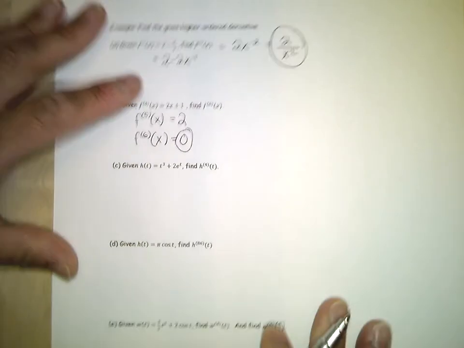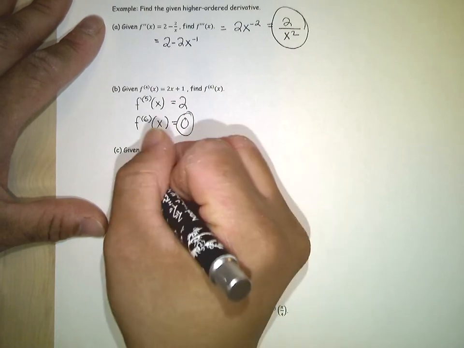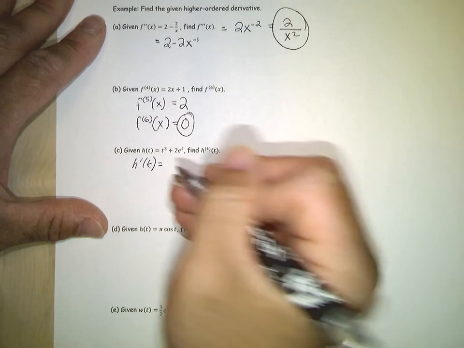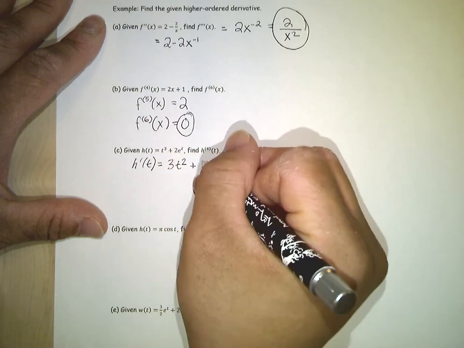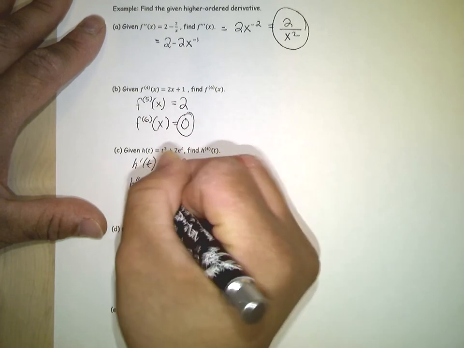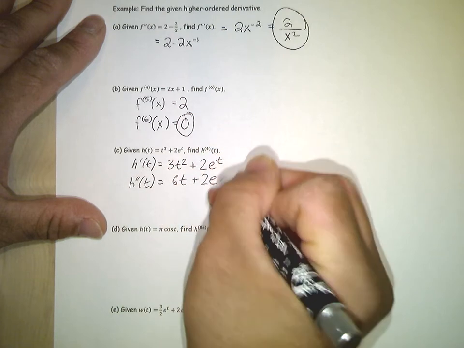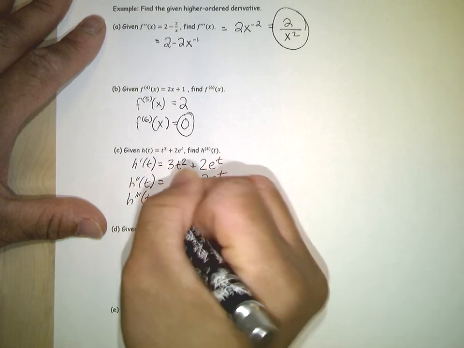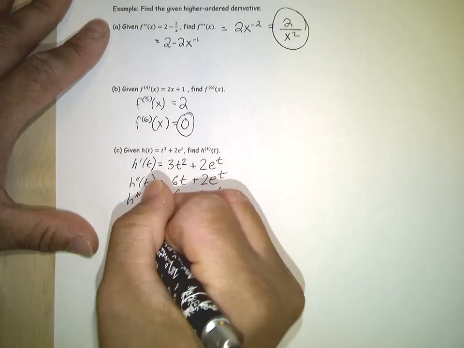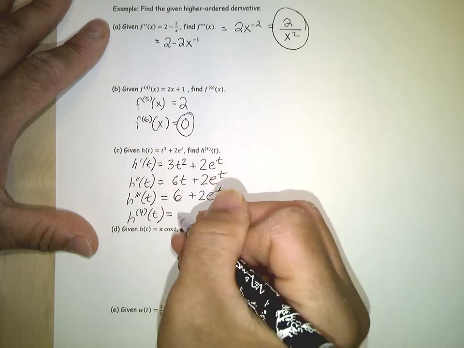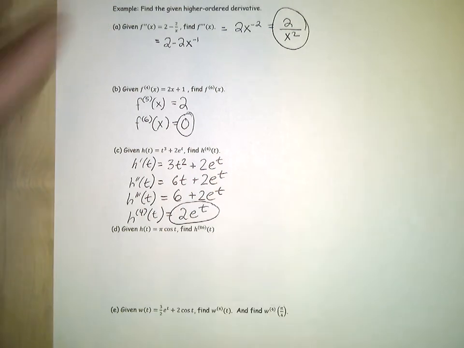All right. Here's another one. Given h of t is t to the third plus 2e to the t, find the fourth derivative. Well, the first derivative is, derivative of t to the third is 3t squared. The derivative of 2e to the t is 2e to the t. The second derivative of 3t squared is 6t. Derivative of 2e to the t is 2e to the t. Third derivative, the derivative of 6t is 6. Derivative of 2e to the t is 2e to the t. Fourth derivative, the derivative of 6 is 0. The derivative of 2e to the t is 2e to the t. So this is 2e to the t.